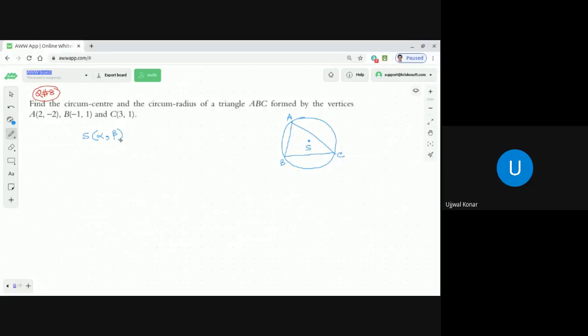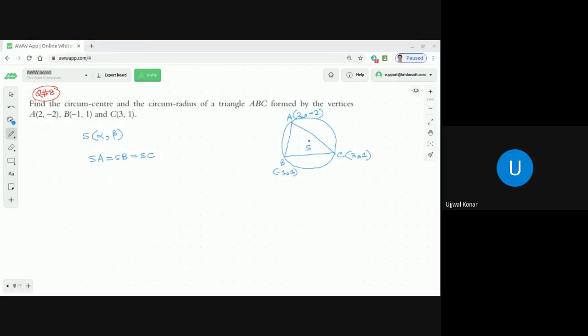Now you know the points A, B, C. The coordinates of the point A is (2, -2). The coordinates of the point B is (-1, 1). And the coordinates of the point C is (3, 1). Correct, dear students? Then one thing you are pretty sure about is that SA square is equal to SB square is equal to SC square. SA is equal to SB is equal to SC. Correct? Because all are radii of this circle.